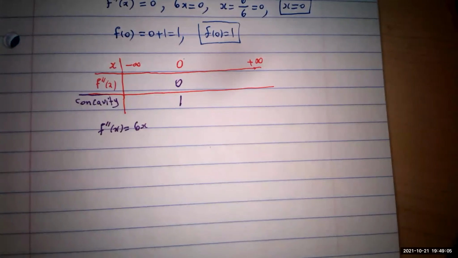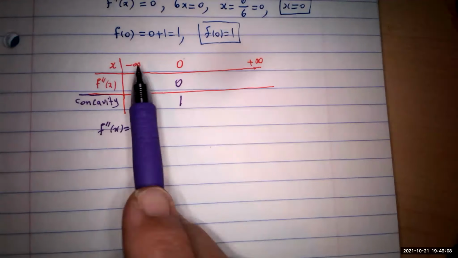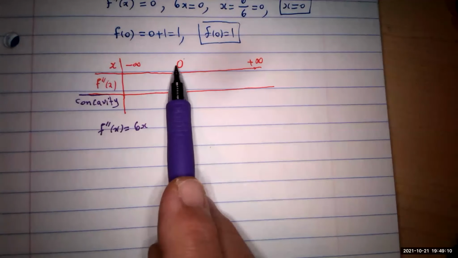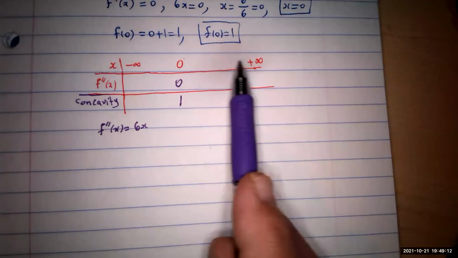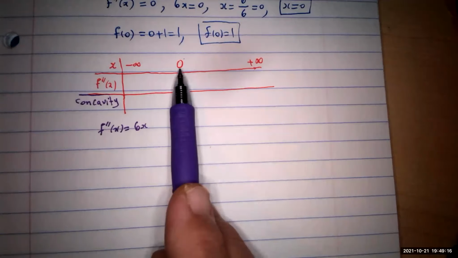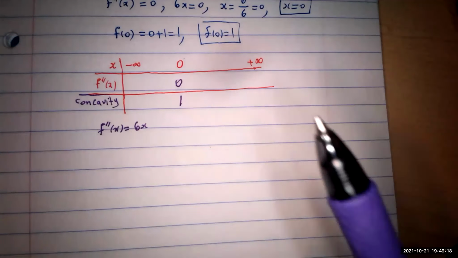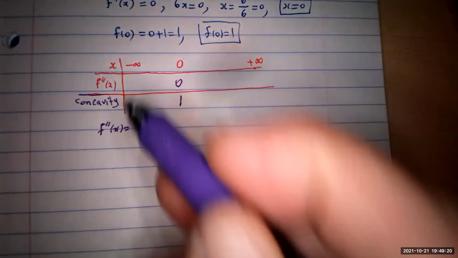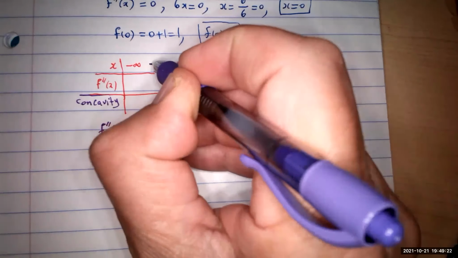So you need numbers to test it. You need one number to test in this region and one number to test in this region. This region is going to be negative, so you pick a negative number. Any number will be fine. For example, I picked negative 1.